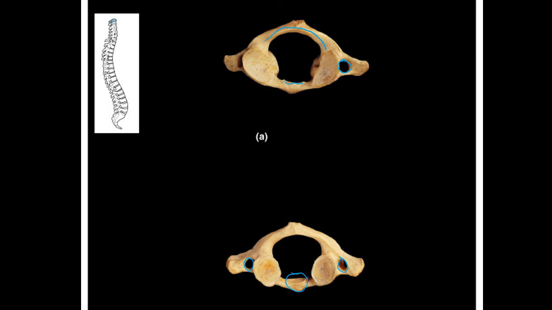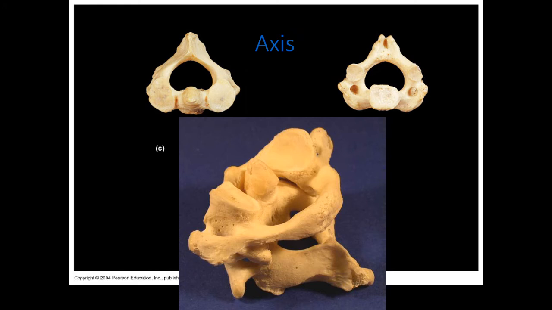And so that's where the dens, which is on the axis, is going to articulate. So here we can see the dens of the axis, and it's articulating here with the facet there for the dens itself. The axis then has basically everything else that we would normally expect to see on a vertebrae. And so with the exception of essentially having the atlas's body there with the dens, everything else is the same.